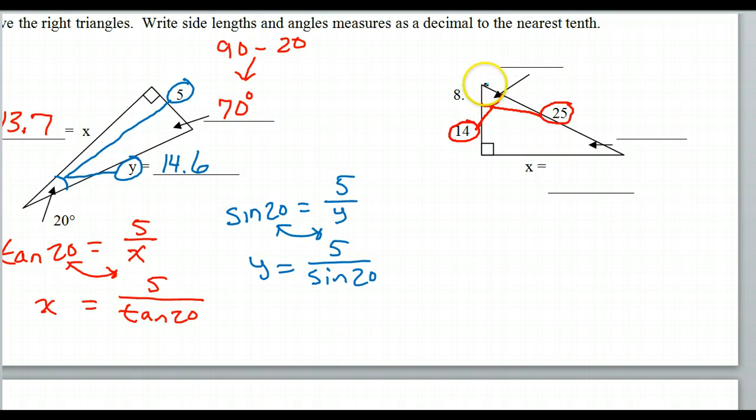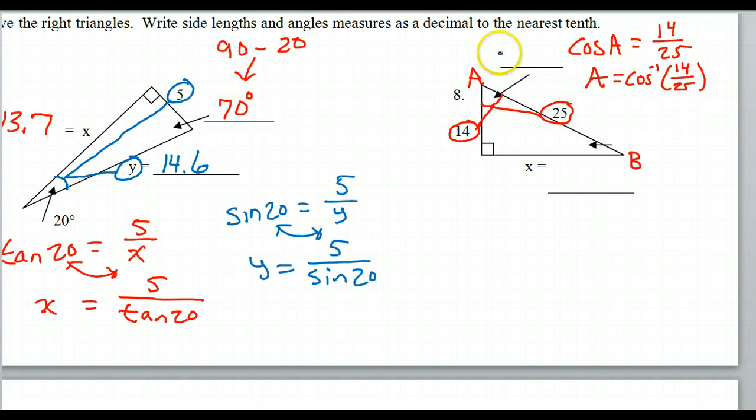I need a name for this angle. I'll call this angle A, and I'll call this angle B. So now I can say cosine A is equal to adjacent over hypotenuse, 14 over 25. That means A is equal to the inverse cosine of 14 over 25. And that is 55.9 degrees.